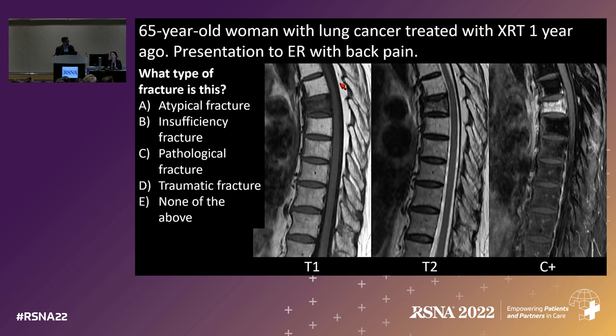A 65-year-old woman with lung cancer treated with XRT 1 year ago, presenting to the ER with back pain. And then you can see the T1, T2, and the post-contrast image. You can see maybe some areas of preserved fat within the marrow, this line right here, and then diffuse enhancement. And then I guess I'll give it away. There's this increased medullary fat content up here from the lung cancer XRT. This ended up being an insufficiency fracture for the bone weakened from radiation.